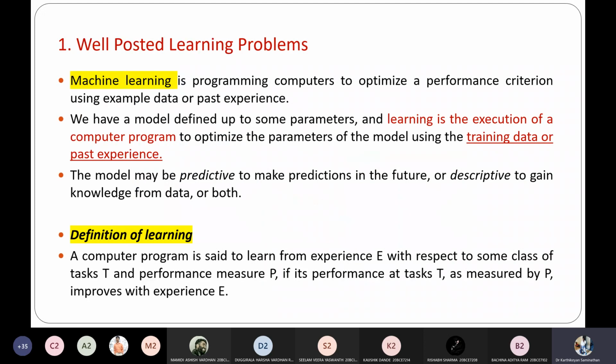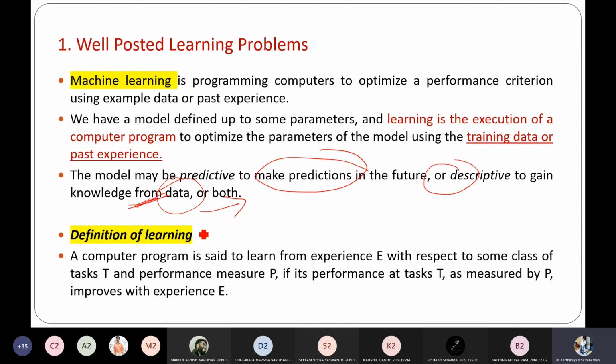Now, what do we mean by learning? We are talking about learning a model. Learning is nothing but a computer program which collects knowledge from past data. That is what learning is all about. This kind of learning model may be predictive or descriptive. If you say predictive, we are going to make predictions about the future. If you say descriptive, then knowledge from the data is gained, meaning from the data set. We feed the data set as an input. That is what this model is all about.